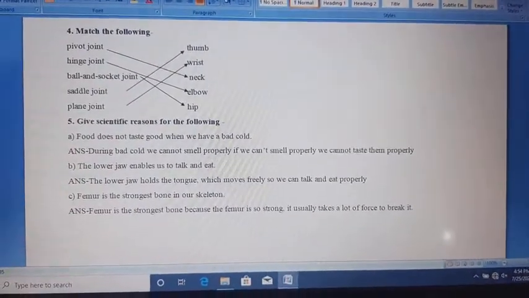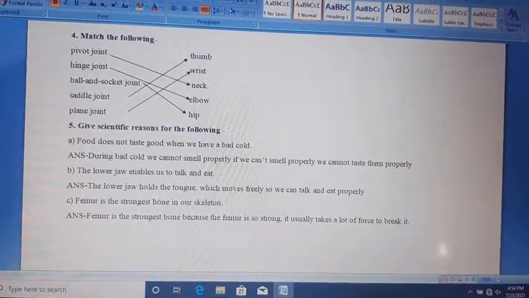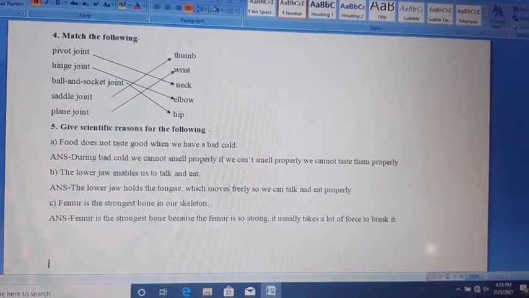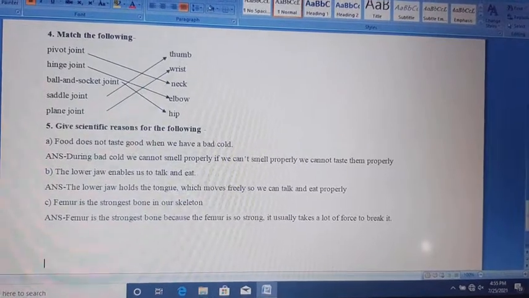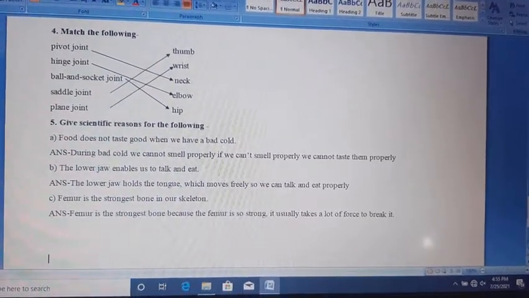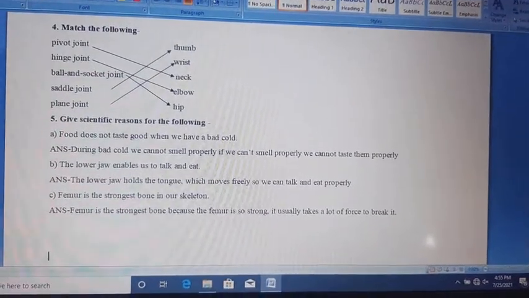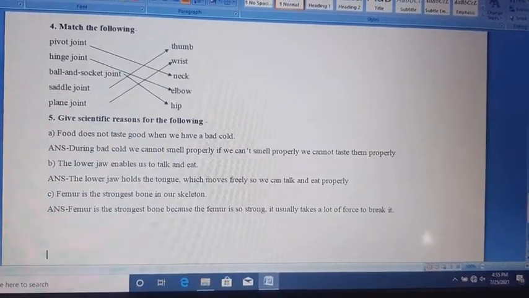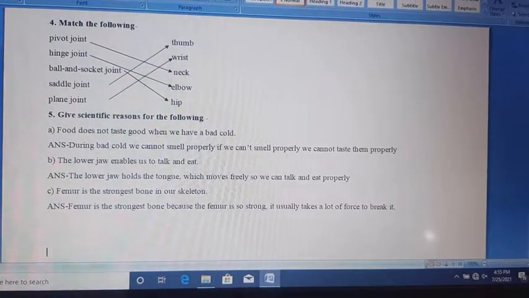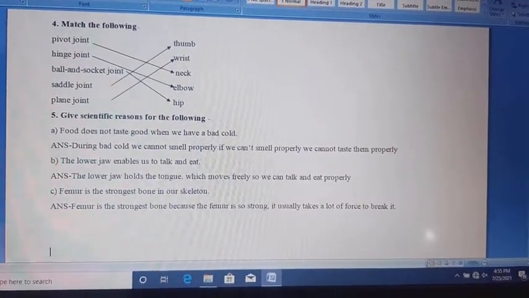Give scientific reason for the following. A. Food does not taste good when we have a bad cold. Answer. During bad cold, we cannot smell properly. If we can't smell properly, we cannot taste properly.